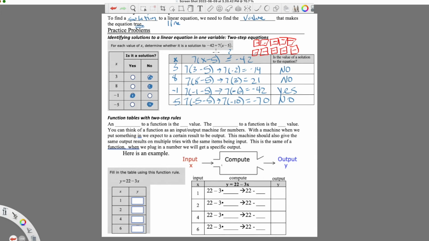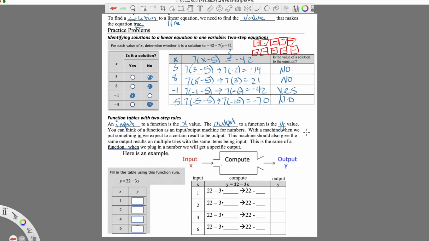All right, if we're looking down here, we have function tables. So a function table, we have an input. So we're inputting something to a function, and that value is the x value. And then we have the output value to a function, and that's the y value. You can think of a function as an input-output machine for numbers. With a machine, when we put something in, we expect a certain result to be output.